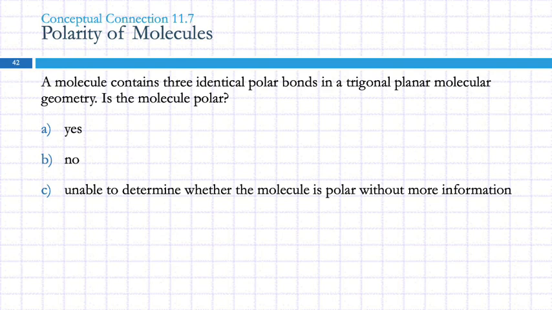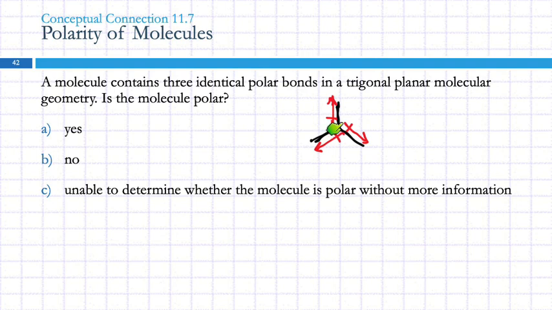Let's do this one. A molecule contains 3 identical polar bonds in a trigonal planar molecular geometry. Is the molecule polar? Well, let's just kind of think about this. We've got 3 identical polar bonds, right? And it's trigonal planar. So it's a perfect triangle. So we've got one here and one here, and they're the same length. I'm trying to make them the same length. It's not working out so well.